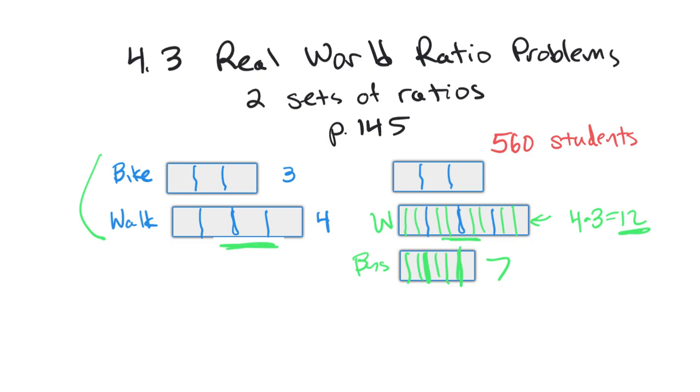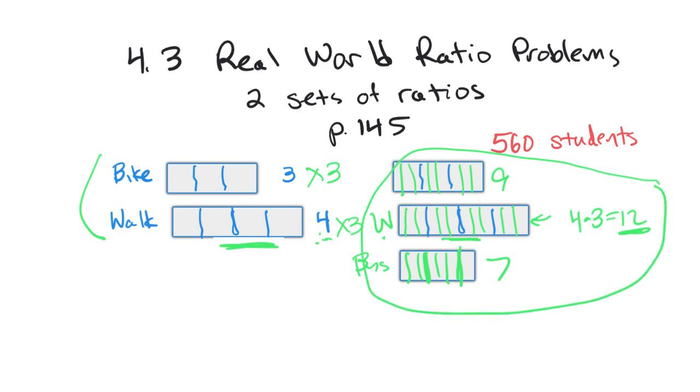Now, in order to go from the 4 to the 12, I had to multiply that by 3. So to move the bike over to there, I'd multiply that by 3 as well and cut these pieces into 3 each. And so now I have 9 parts over there. And it says, lastly in the question, there are 560 students in all. So that means that all of these parts right here make up 560 students.